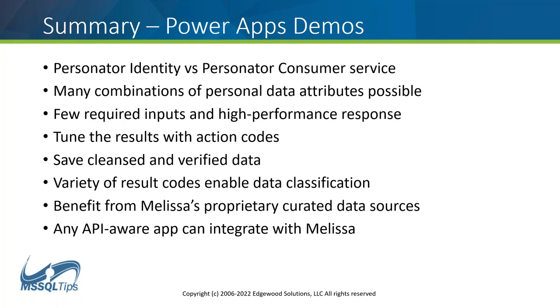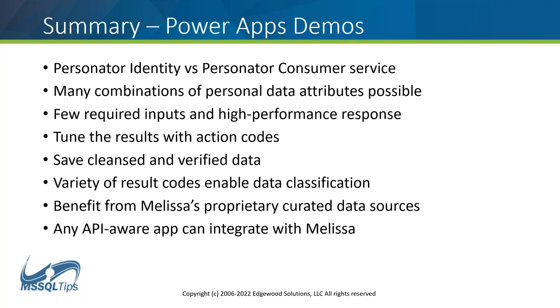For instance, you can input a full name and address with an email, or actually just an address and an email, along with many other combinations. And you will get back a variety of results represented by different result codes. Also, for the identity service, you saw the global confidence score that you get for every call. You can save the cleansed and verified data after having benefited from Melissa's proprietary curated data sources. And finally, any API-aware app such as Power Apps can integrate with Melissa.